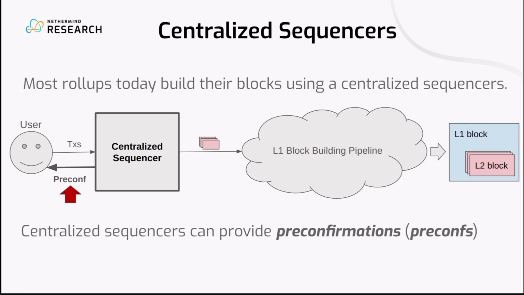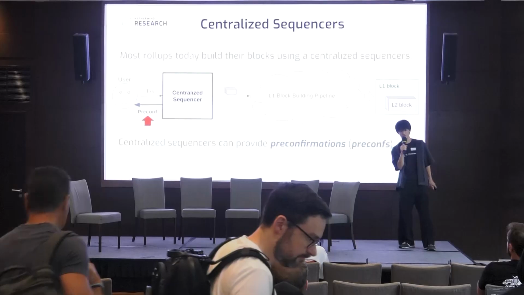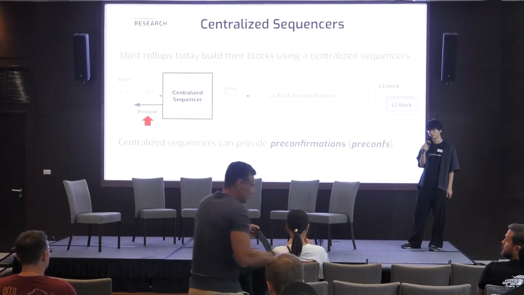A nice thing about centralized sequencers is that they can provide preconfirmations. A preconfirmation is like saying, hey, the transaction that you just sent, I'm going to include it in this specific position in the L2 block eventually. So the centralized sequencer is giving a promise. Then eventually, after some time passes, they will actually construct and submit a bunch of L2 blocks to the L1 block pipeline, including your transaction. Preconfirmations are nice because they give really good UX to the user. The users can get immediate confirmation of the transaction at light speed.